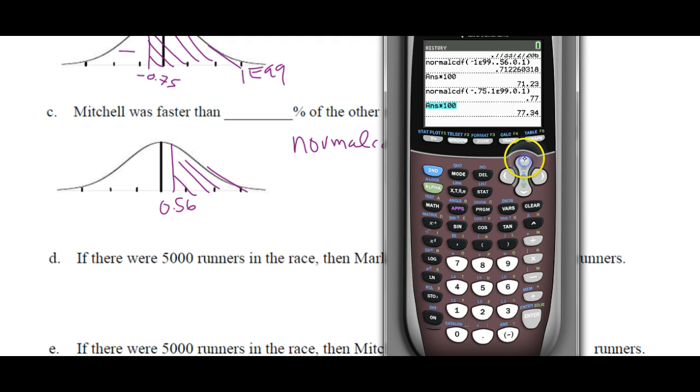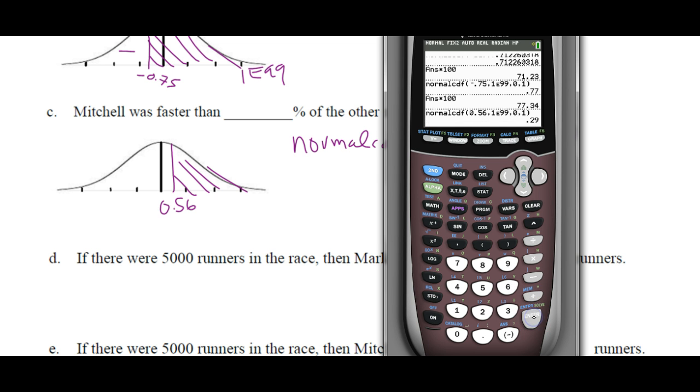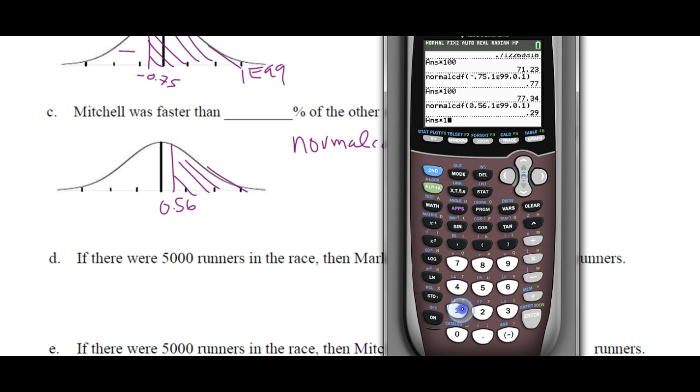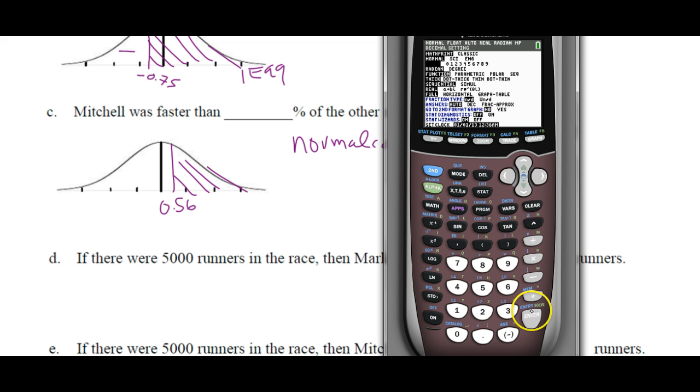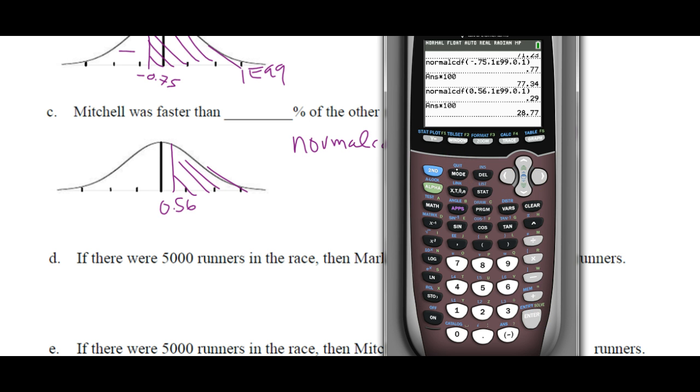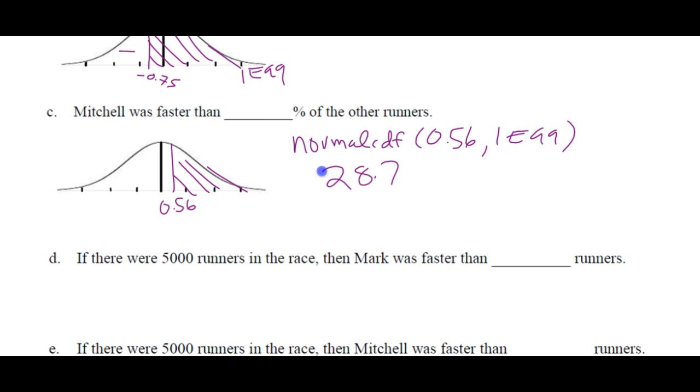So let's see, I should be able to do that. I can go up here, bring that down and edit it. Just showing you what you could do if you have an 83. So it goes 0.56, comma 1E99, right? We're doing the same kind of thing. The only number I want to change is the negative 0.75. 0.29, okay, times 100. I'm going to change my rounding, so mode, I'm going to go back to float. Okay, 28.77. Just put that there, 28.77%.